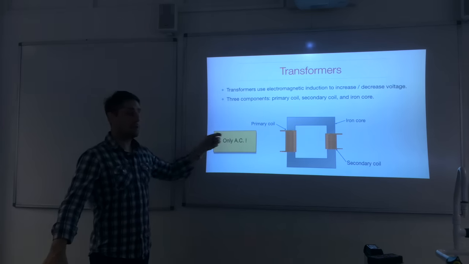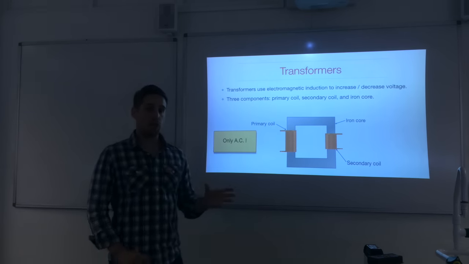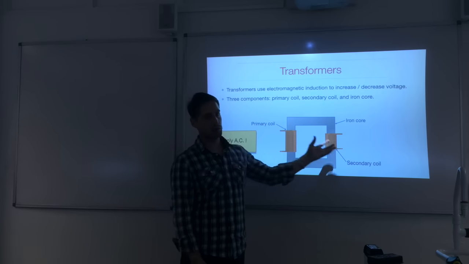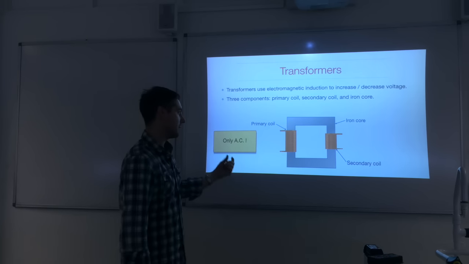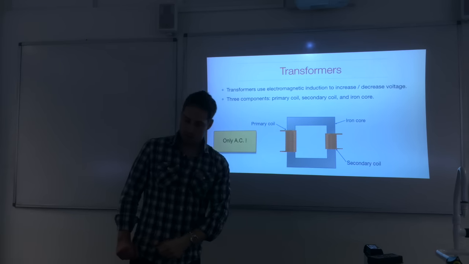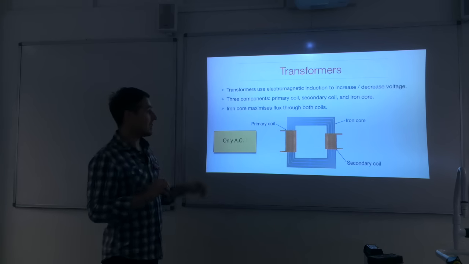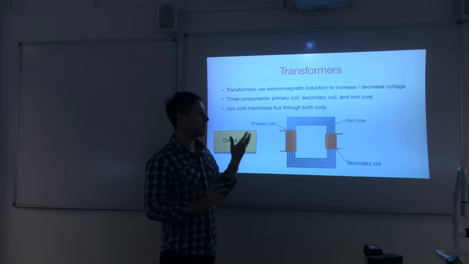Transformers only work with AC. You can't get these working with DC. We need to have a change of flux linkage in the secondary coil, which means we need to have a change of flux through this primary coil here. The purpose of the iron core is that it maximises the flux through both coils.